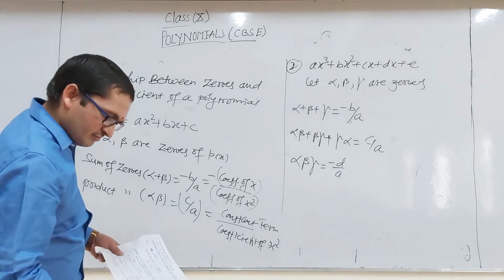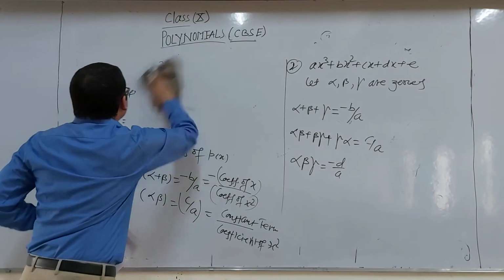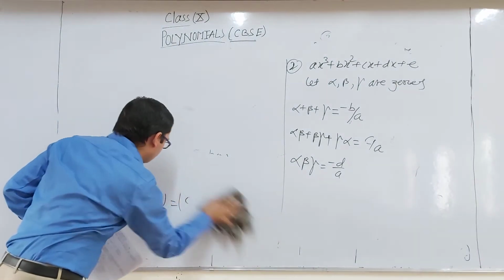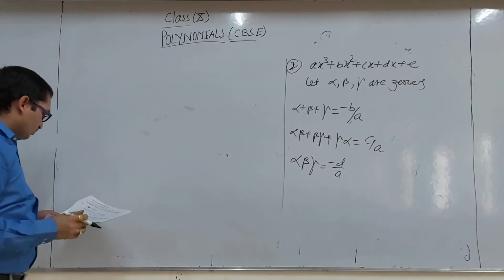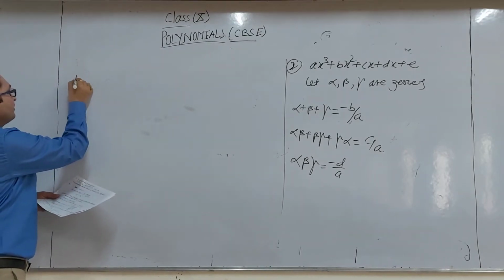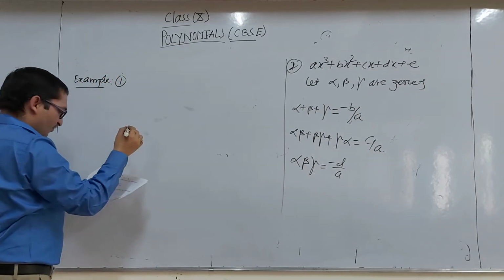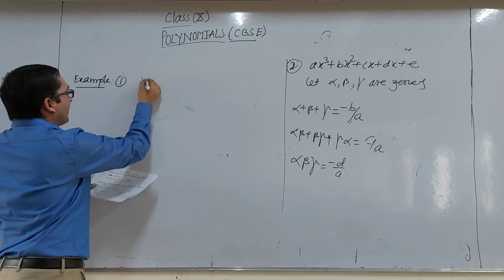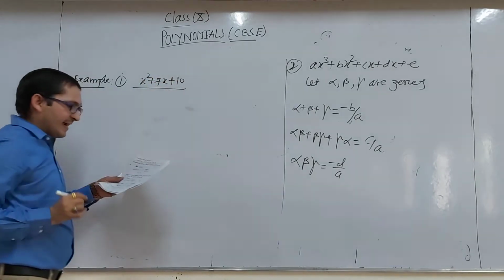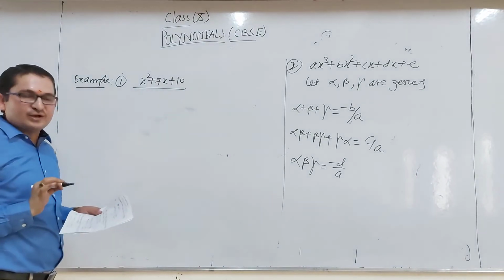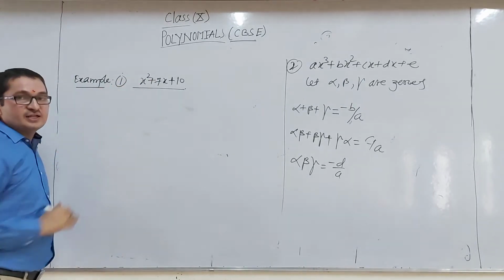Now we'll do some problems. Question number 1. Example number 1. Find the zeros of the polynomial x square plus 7x plus 10 and verify the relationship between zeros and coefficients. So first we have to find the zeros of this polynomial.